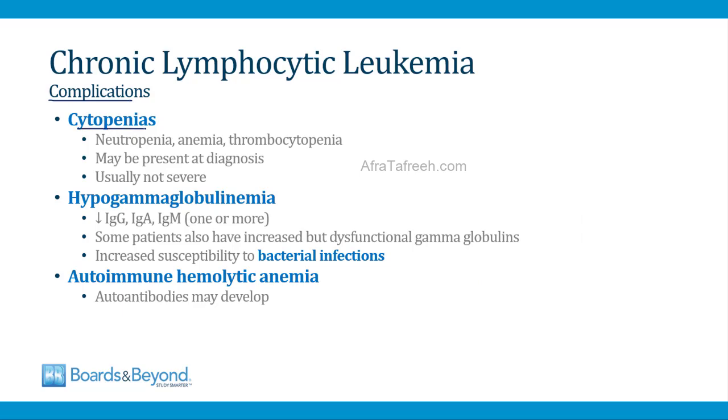There are a couple of complications of CLL that can occur. The first is cytopenias. So through a number of mechanisms, patients with CLL can sometimes develop neutropenia, anemia, or thrombocytopenia. These things can be present at the time of diagnosis, but usually they're not severe.